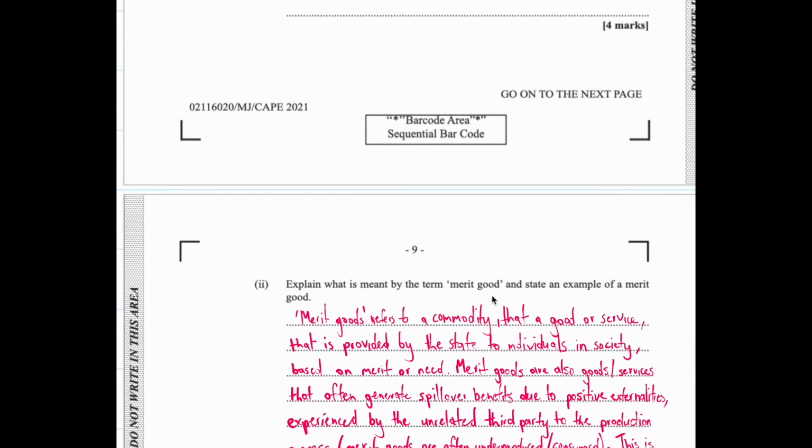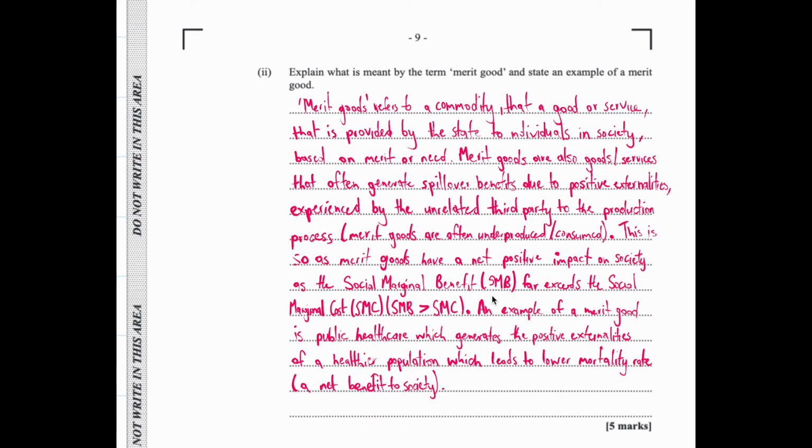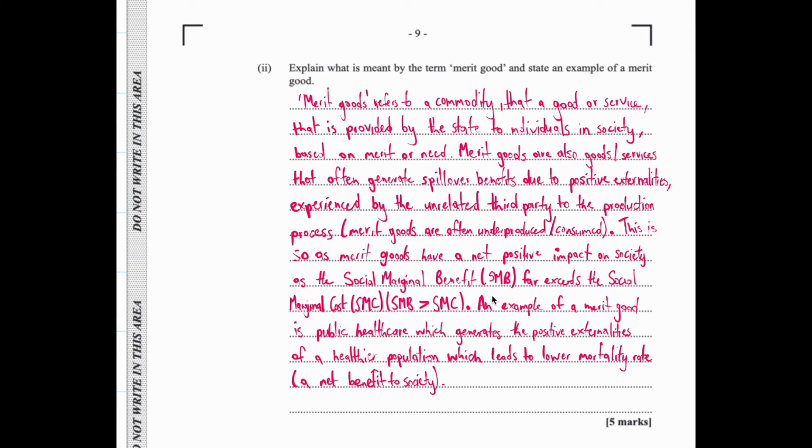Moving on, explain what is meant by the term merit good and state an example of a merit good. So merit goods refer to a commodity, that is a good or service, that is provided by the state to individuals in society based on merit or need. Merit goods are also goods and services that generate spillover benefits due to positive externalities experienced by the unrelated third party to the production process. And additionally, merit goods are often underproduced and underconsumed.